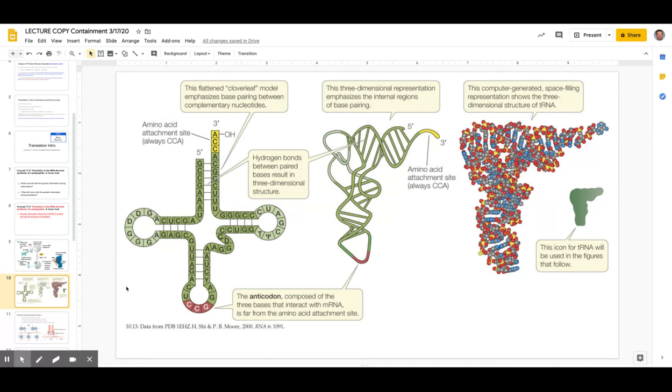All right, so the tRNA molecule consists of a single-stranded RNA that's about 80 nucleotides long. This slide shows, on the first image on the left, the two-dimensional structure of the molecule. An amino acid binding site or attachment site is shown here at the 3' end of the molecule. Note this site always ends in CCA.